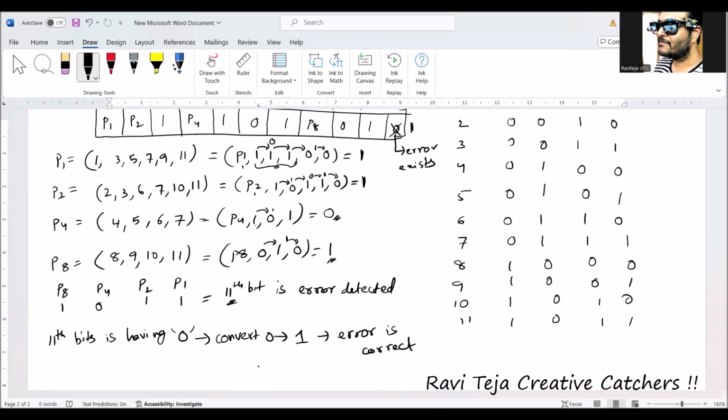So once if you draw the table, complete table, okay, here, the P1 will be 1, P2 will be 1, third position is 1, P4 is 0, fifth position is 1, sixth position is 0, seventh position is 1, P8 is 1, ninth position is 0, 10th position is 1, and the 11th position is already, the error is corrected, which is nothing but 1. So, this is the answer, what we got after detecting and correcting the error.